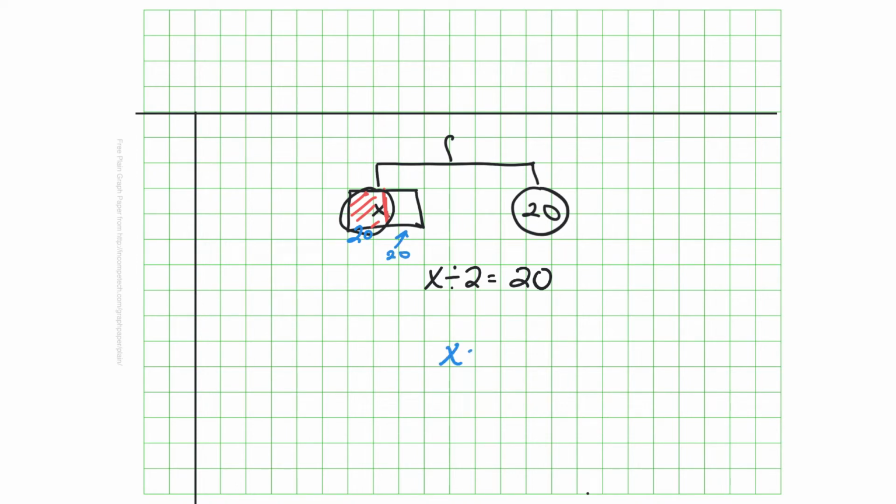So x must have been 40. And if you're thinking about inversing, the opposite of dividing, I'm going to show this by multiplying by the opposite. Multiply by 2, and of course, we'd have to multiply the other side of our hanger by 2, and that would make 40. A little bit tricky on that one.